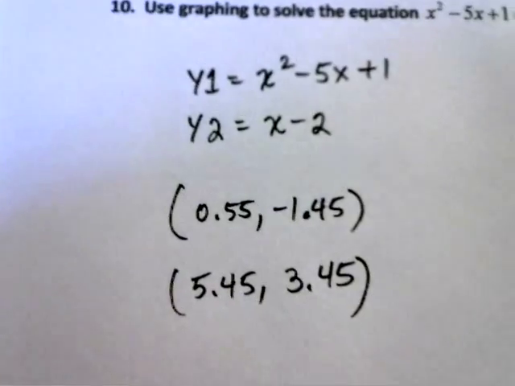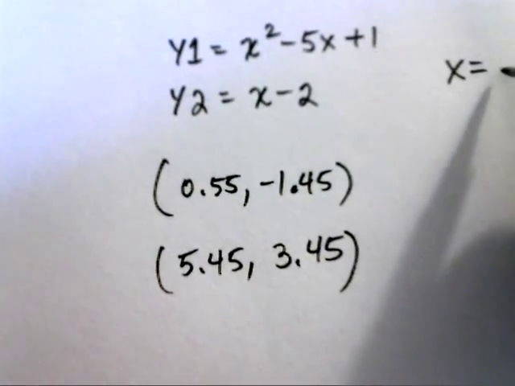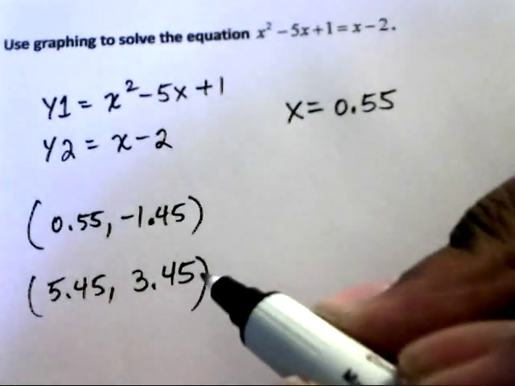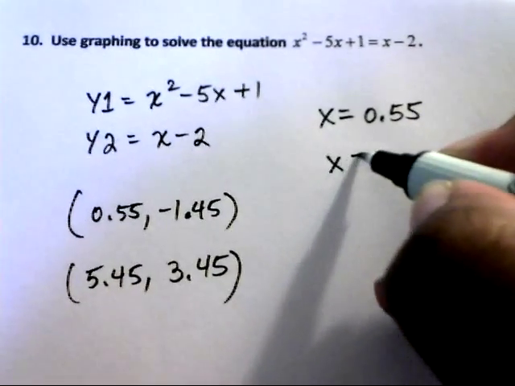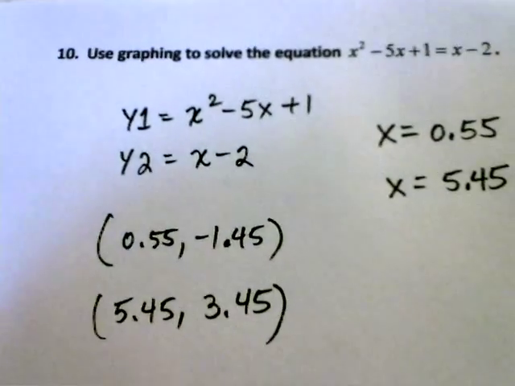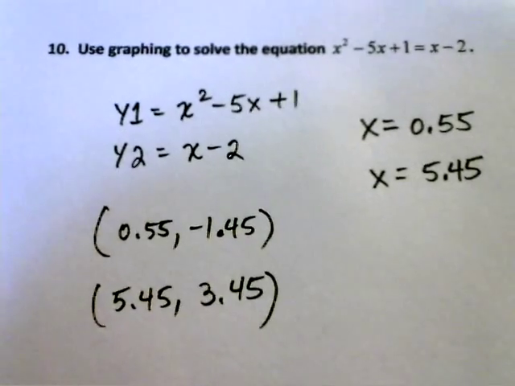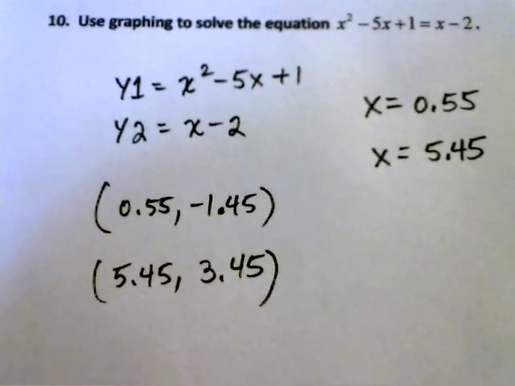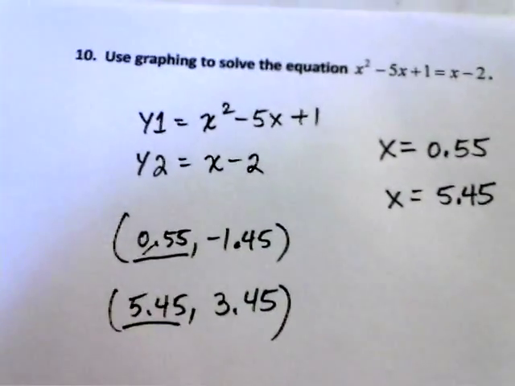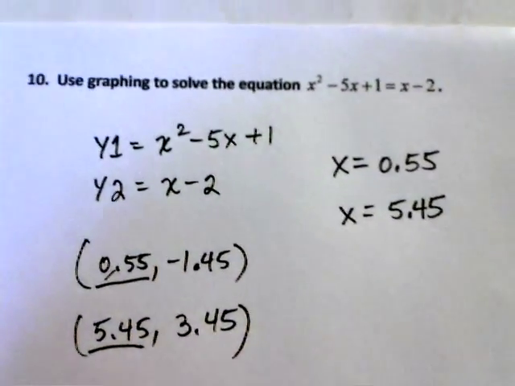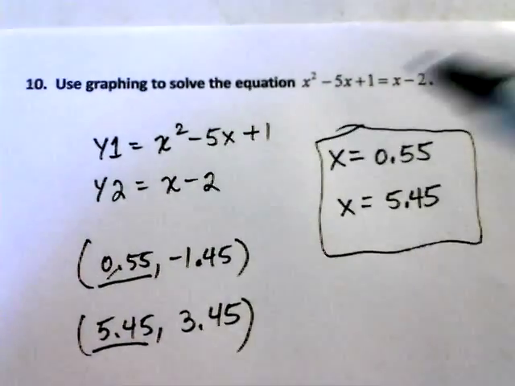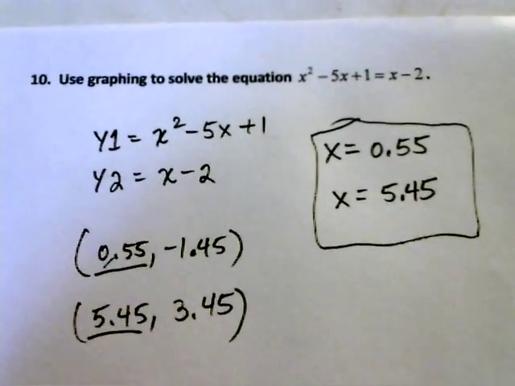Now I think they want the x value, so here they just want x is equal to just that x coordinate of 0.55, and then your other x will be 5.45. Okay, they just want the x coordinate, so that will be it. So here you're just solving the equation for x, and that means that these two would be your x values.